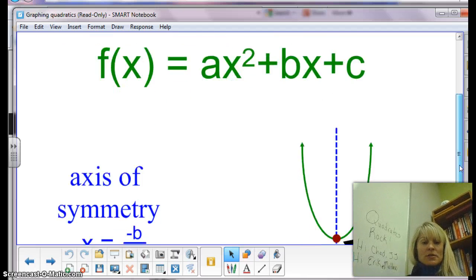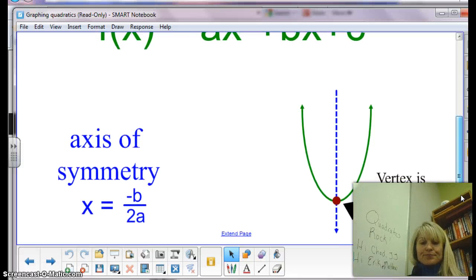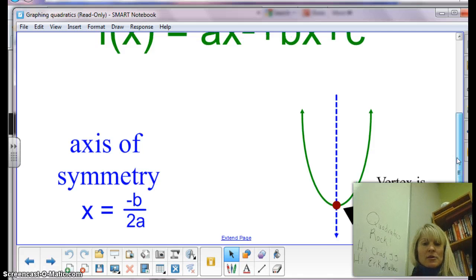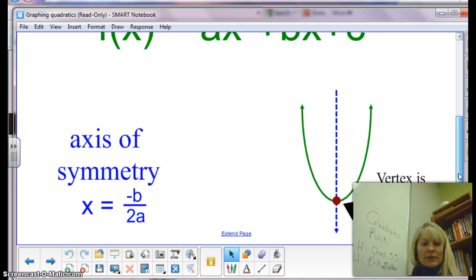We also talked just a little bit about the axis of symmetry, which is the line that cuts the parabola down into two equal parts. And there's a formula for the axis of symmetry. It's negative b over 2a, because we don't always have a graph, especially if you're in an inactive part of the test. You may be given an equation, and you have to find the axis of symmetry based on the equation.